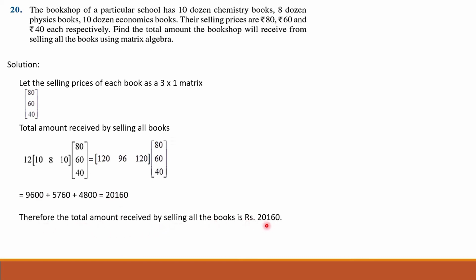So this will be the total amount received by selling all the books, and this is the way to simply convert any data into matrix and to apply matrix algebra. You can pause this video to note this down.